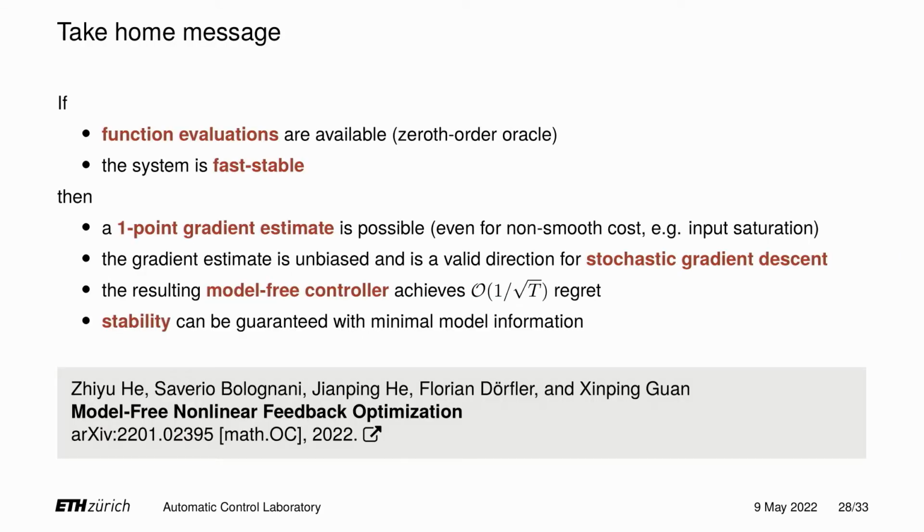Okay, so the take-home message for this part is that if you have function evaluation, so a zeroth-order oracle, and the system is fast stable, then you can use one-point gradient estimate as an optimization routine or iteration. The gradient estimate that you get is an unbiased estimate and is a valid direction for stochastic gradient descent, and you get this 1 over square root of t regret from this model-free controller.